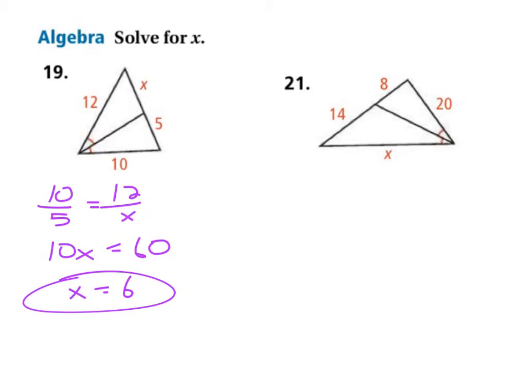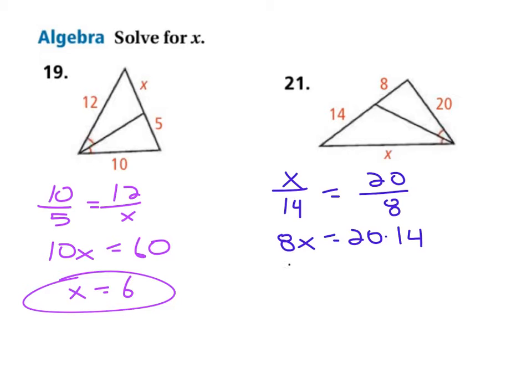Here, we're going to do the same thing. X over 14 equals 20 over 8. Multiplying the diagonals, we get 8x equals 20 times 14. I'm going to write that out so I'm not jumping to the answer. If we're going to do times 20, let's do times 2. Let's do 14 times 2, 28, and add a 0. That's 280.